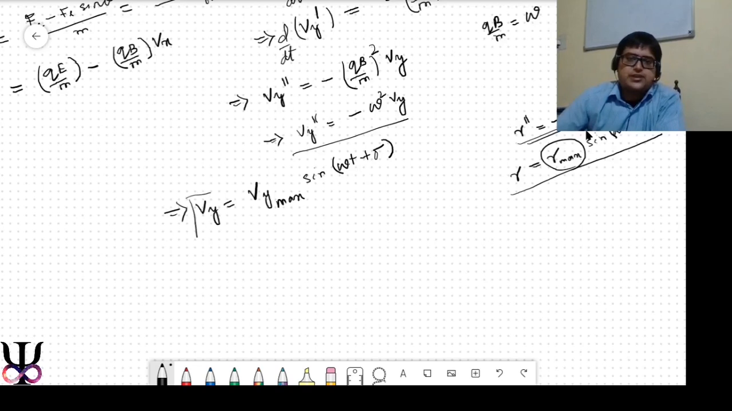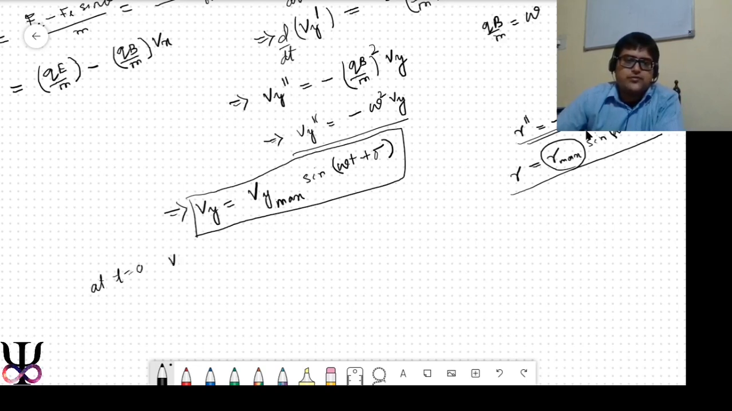That's the general solution, but we're going to have to find out the particular solution. So how do you do that? Put in the initial conditions. At t equals 0, we know that Vy is 0, right? Then that is Vy max times sine of, then omega t will be 0 because t is 0. So all that we have is delta.